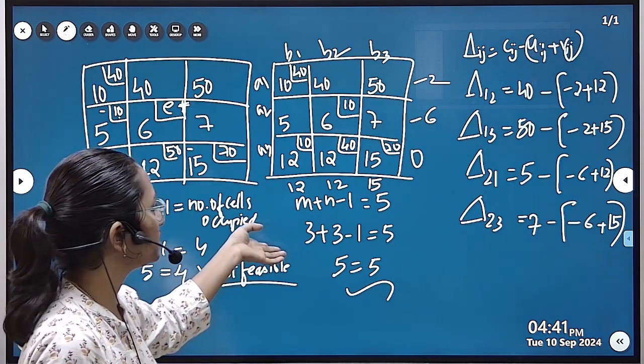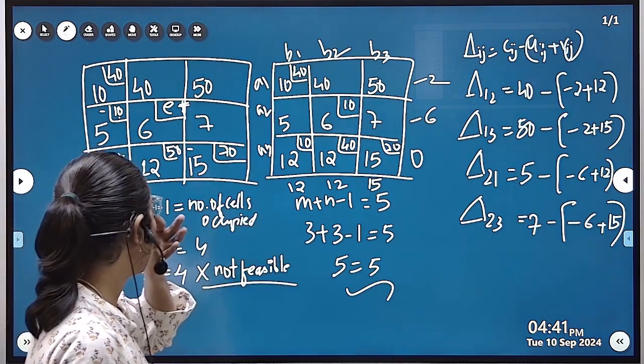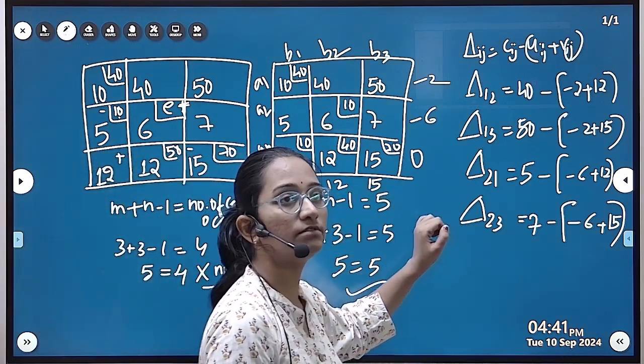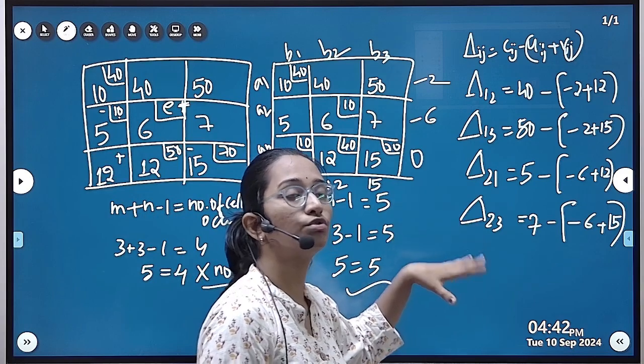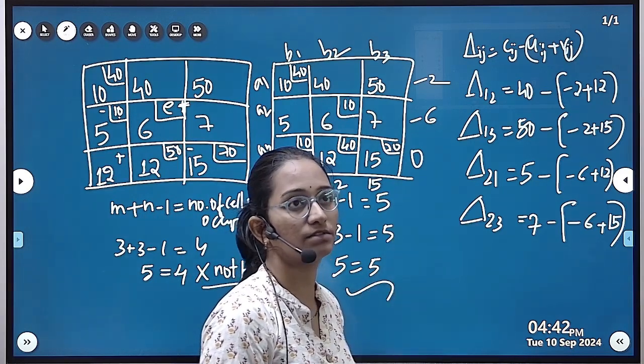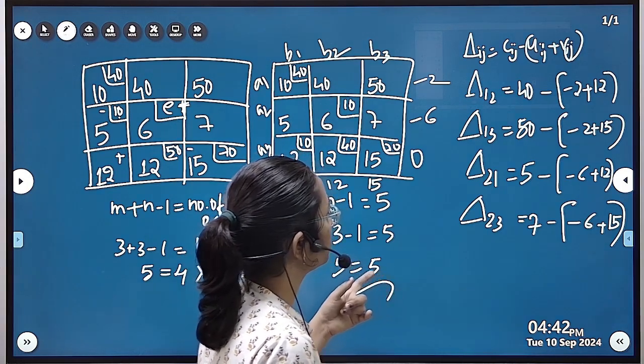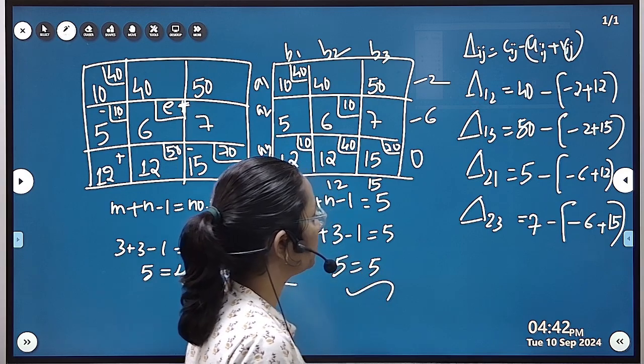Degeneracy means that when the values of Dij are not positive, we need to do degeneracy for that matrix. Okay, here tell me the values now. Are they positive or negative?